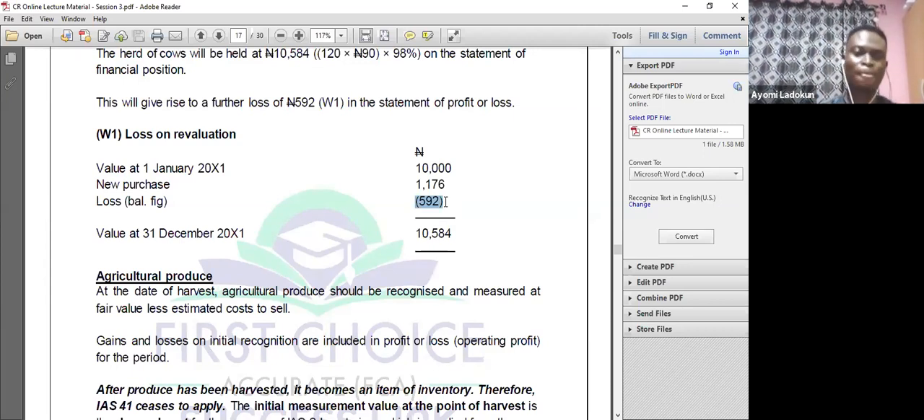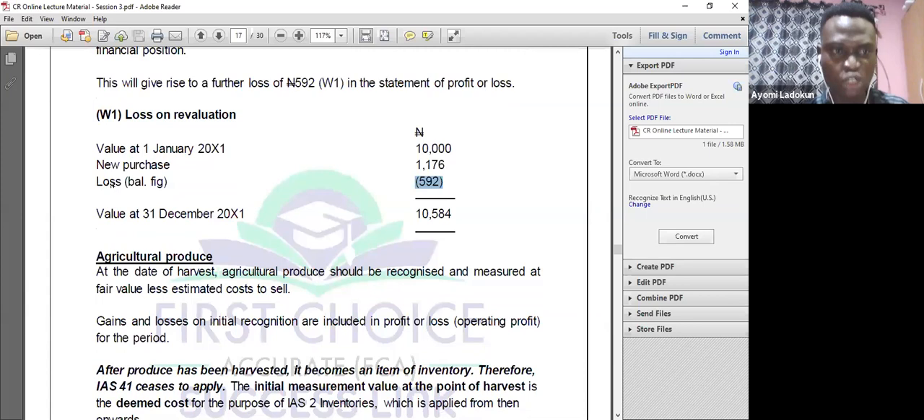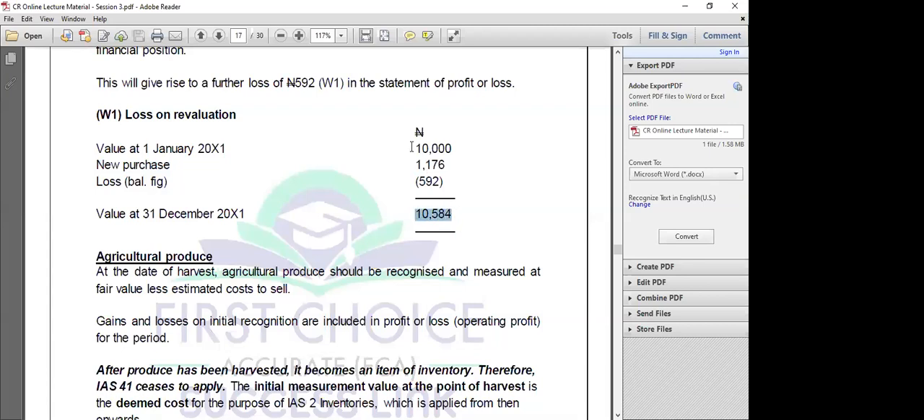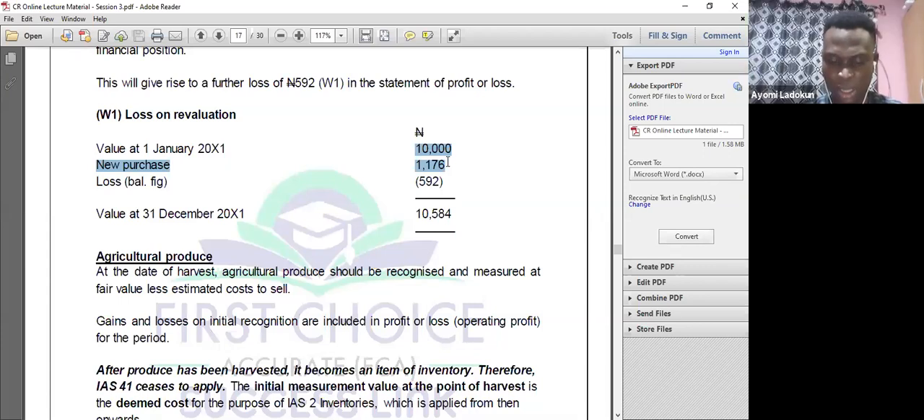So that's what the examiner is asking you to do. It's as simple as that. All you need to do is on initial recognition, measure at fair value less cost to sell. That's what we have done here. And on subsequent measurement, you have to remeasure again at the end of the year to give you the value. You now compare it to the figure that you are bringing right from the beginning of the year. Now let's continue.